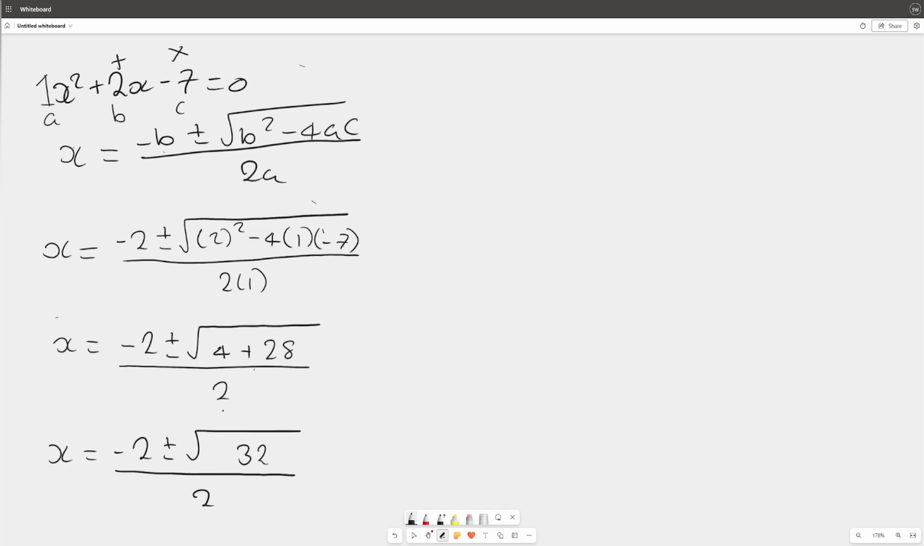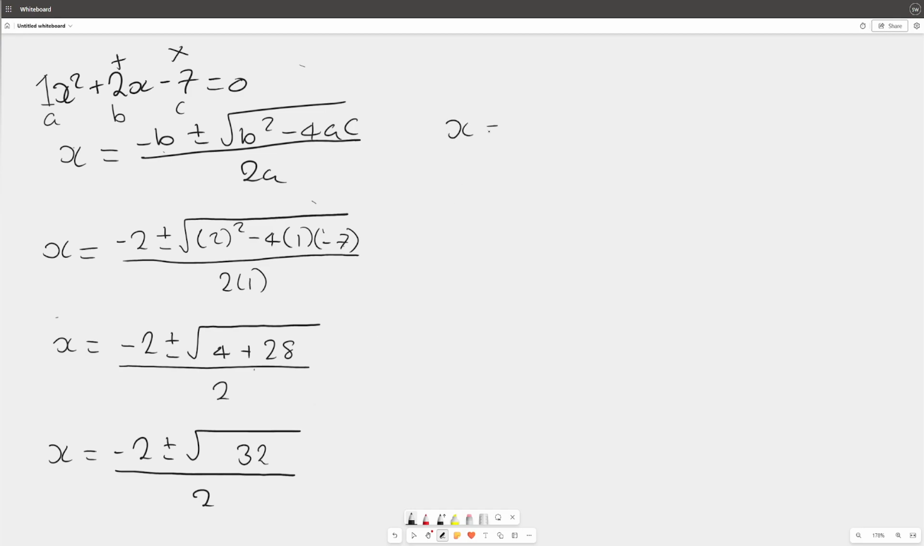If you've studied surds, or you've had a look at other videos to do with simplifying surds, then this is a great opportunity to use that, and it is a very necessary topic for solving these quadratics and leaving them in surd form. So we're going to pull a root 16 out of this, so it's going to be root 16 times root 2, which is going to be 4 root 2.